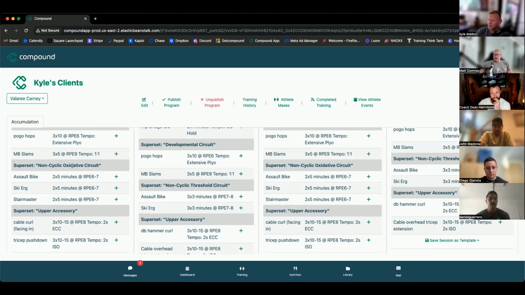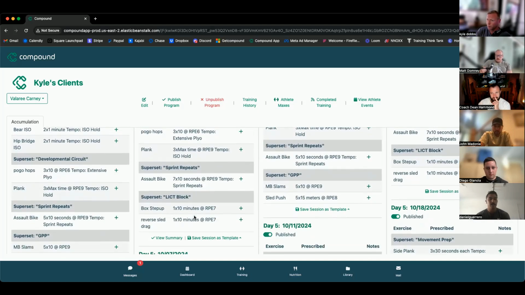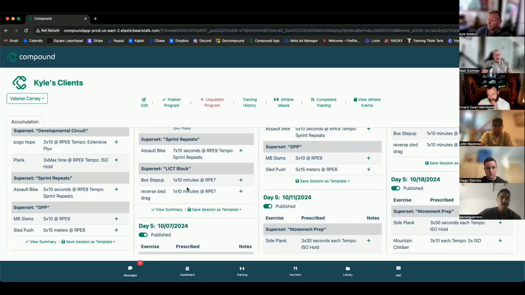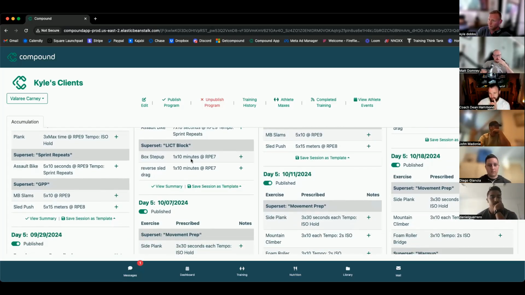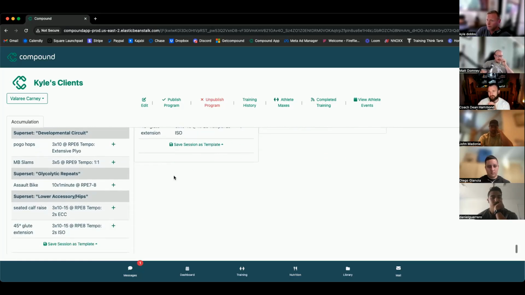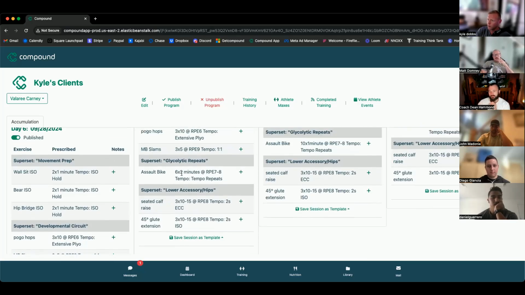And then from there, it's just built into the testing. We have one of the days non-cyclic oxidative, one of the days non-cyclic threshold. And then on Thursdays or day 4, we've got creatine 10-second sprint repeats. And then we've got sprint repeats, ascending load, but we're alternating a GPP circuit with an LICT block. And then on day 6, we've got glycolytic repeats and glycolytic repeats with longer duration. So we're just changing the actual interval length for those 2 things, going from 1 minute to 2 minutes. So that's going to change the intensity level and what her actual max wattage looks like too. So I want to see the difference in those things.